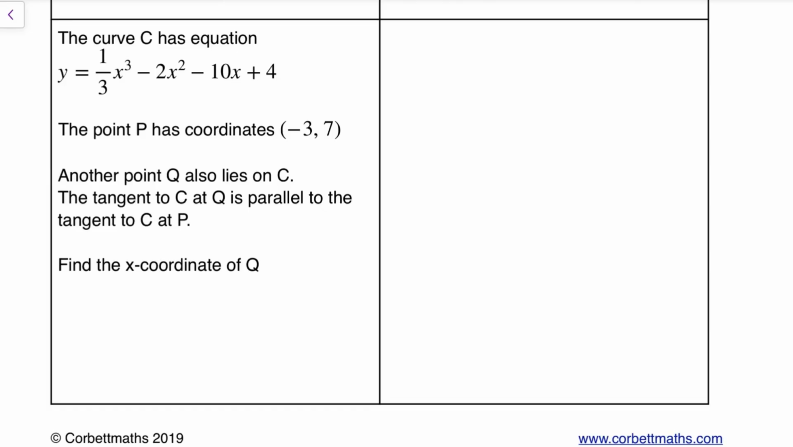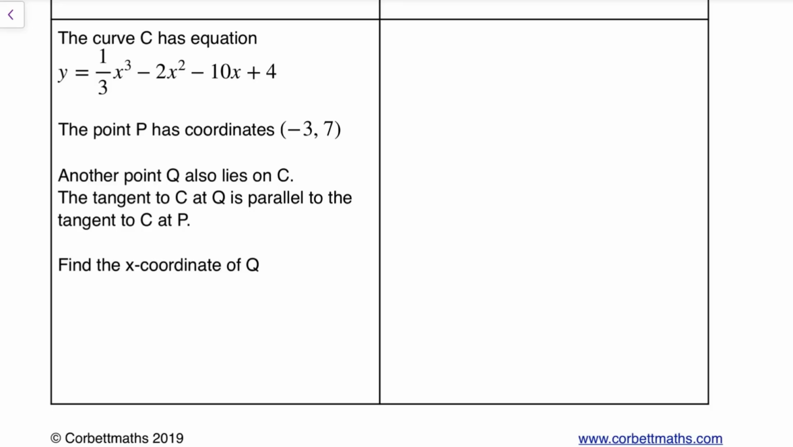Final question today. The curve C has an equation. The point P has coordinates given. Another point Q also lies on the curve. The tangent to C at Q is parallel to the tangent to C at P. In other words, the gradients are the same. Find the x coordinate of Q.